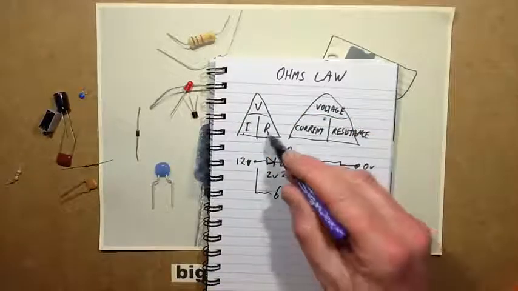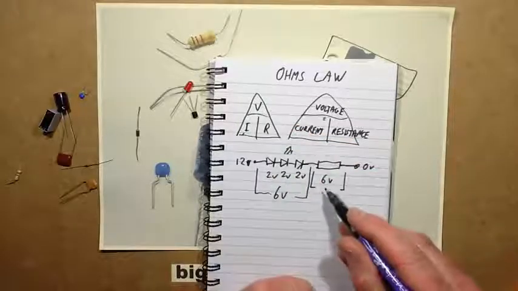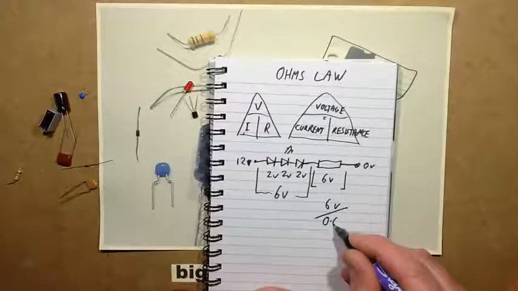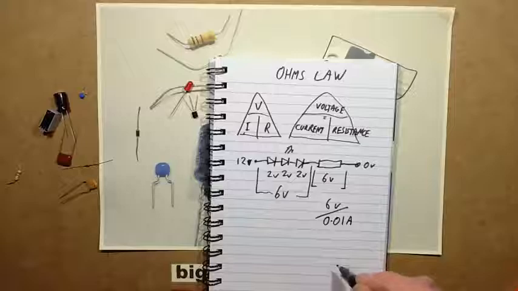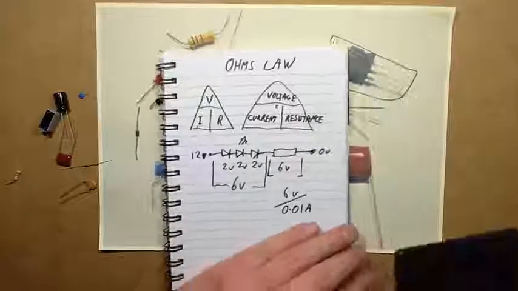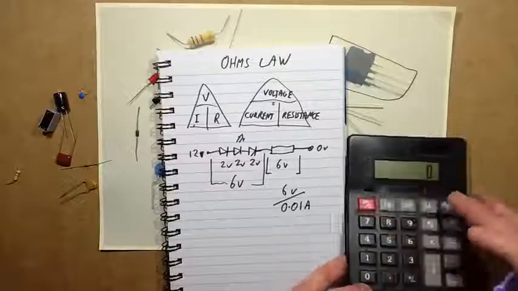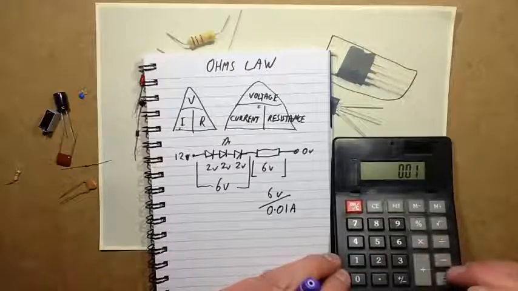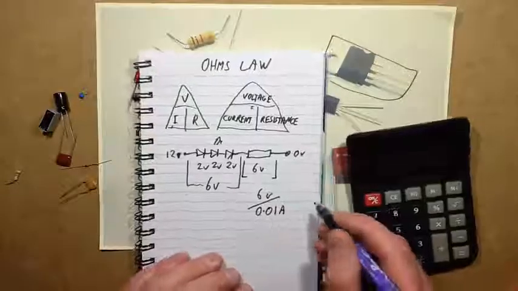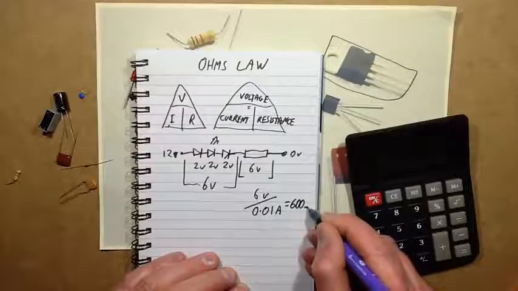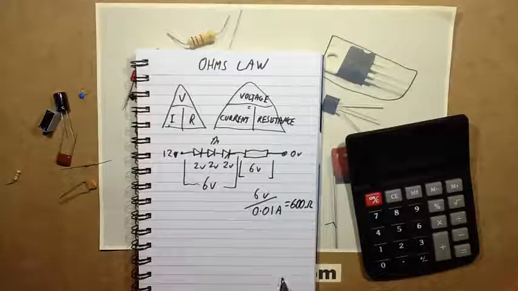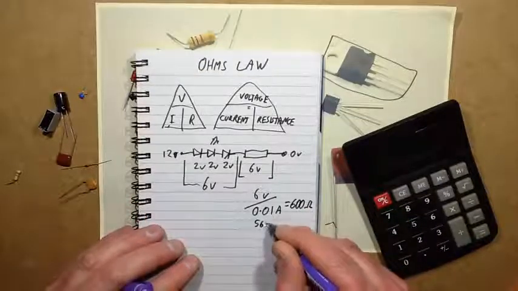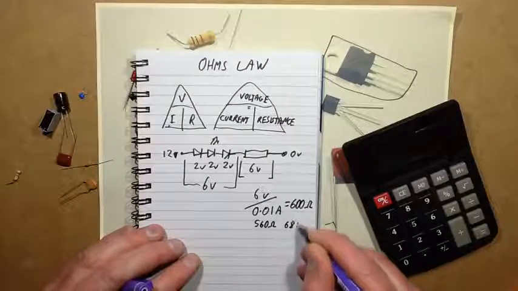So to calculate the resistor, resistance equals the voltage to be dropped over the current. It's 6 volts to be dropped, divided by the current you want, which is 0.01 amp, which is 10 milliamps. I don't need to use the calculator, but I will for this. 6 volts divided by 0.01, 10 milliamps, equals 600 ohms. Now, 600 ohms is not a standard value. You would have to use the nearest standard value, which might be 560 ohms or 680 ohms.